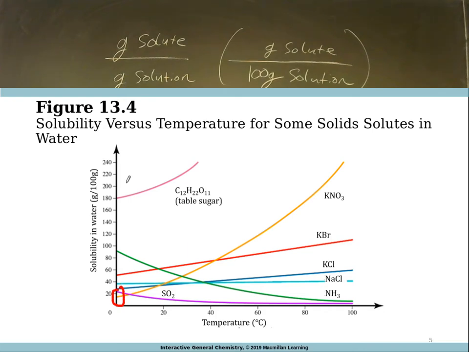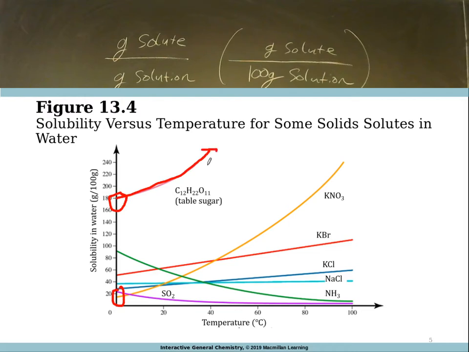Then you have some things like table sugar, which has an abundance of OH groups that are able to hydrogen bond with the water, and its solubility is enormous. 180 grams of sugar for every 100 grams of water. And as the temperature increases, table sugar's solubility only goes up.